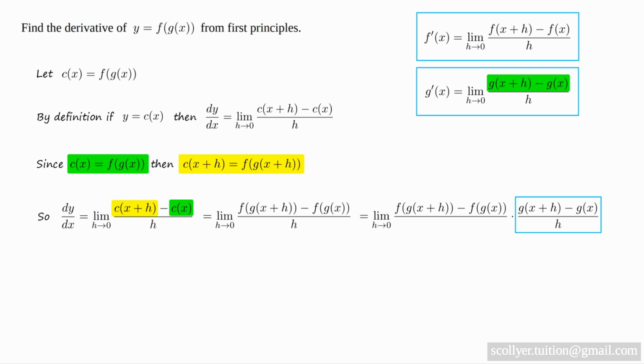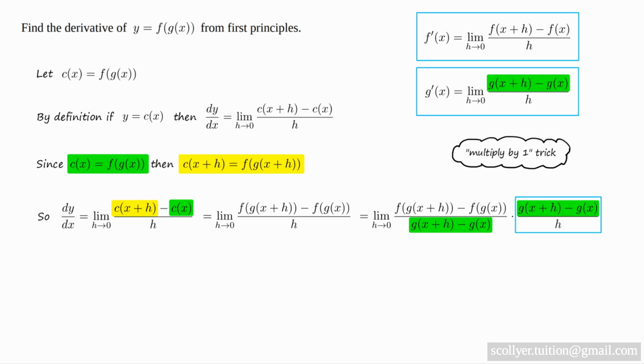However, since we have introduced g of x plus h minus g of x in the numerator, we are forced to introduce it in the denominator, like so, so that the numerator and the denominator divide away to 1. And this is sometimes called the multiply by 1 trick, where we multiply the numerator and denominator of a fraction by the same expression so that we change its appearance but not its value.